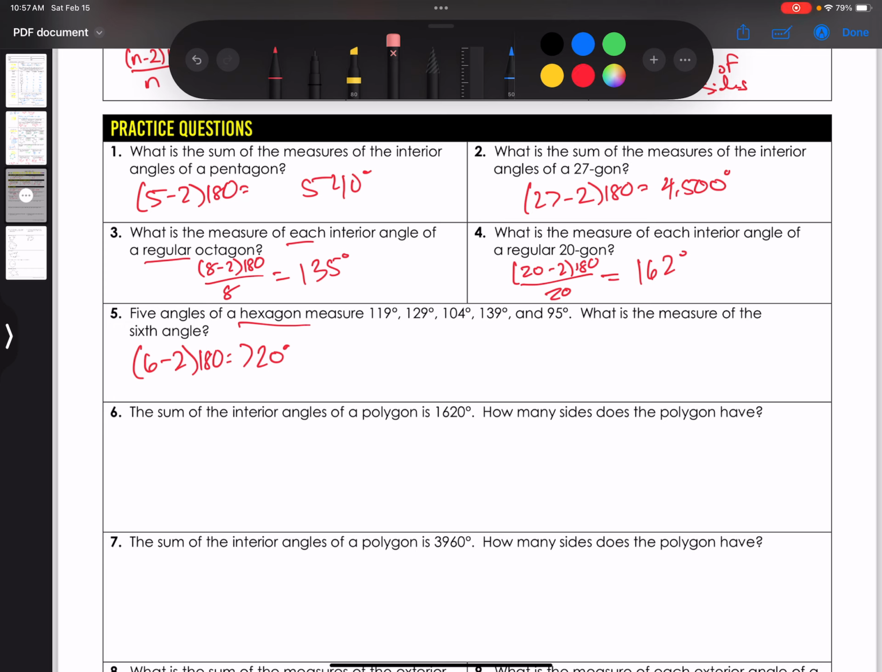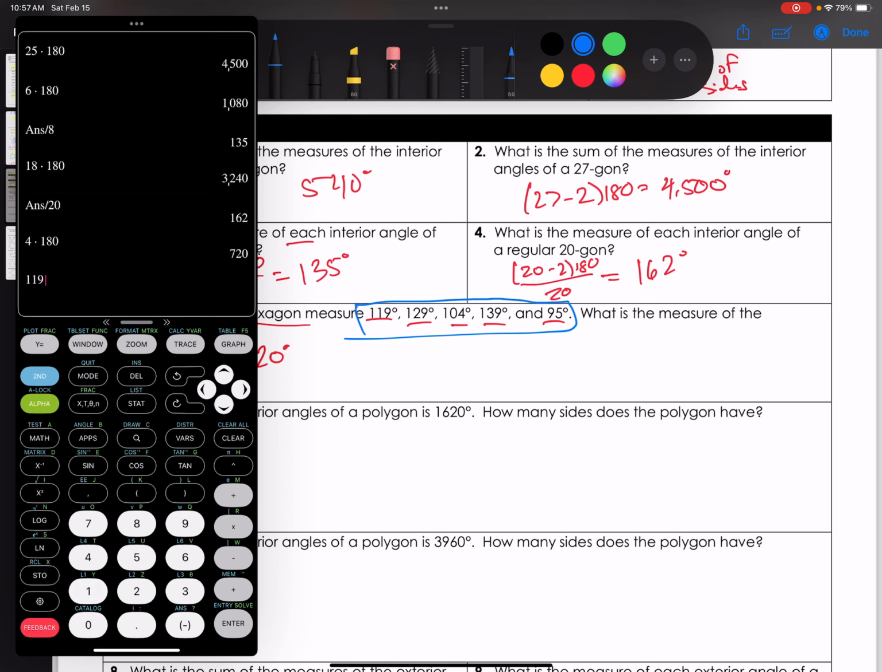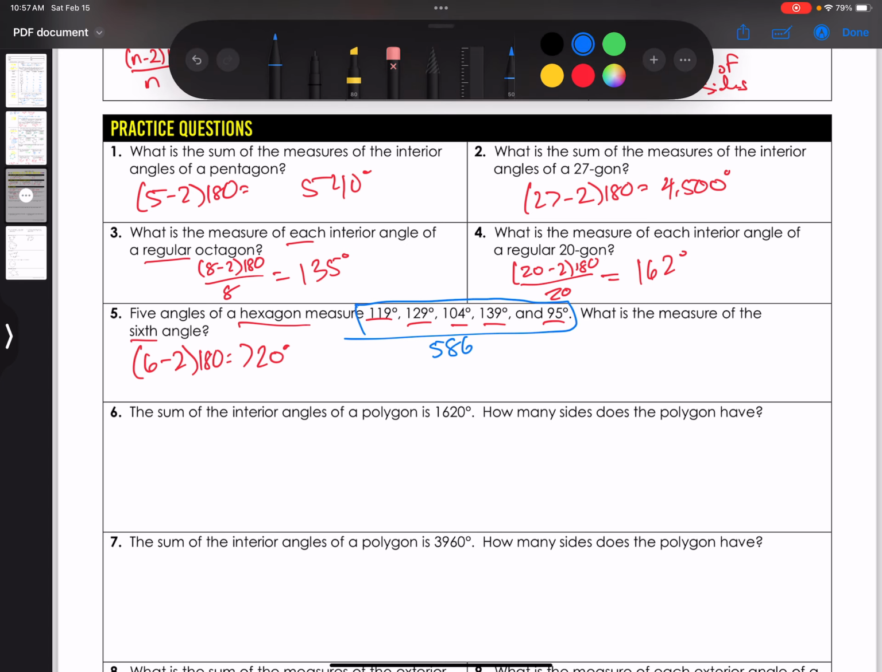And then I give you five of the angles, and we're trying to figure out what that sixth angle is. So think about how we solved the triangle. We added up everything we knew. So I'm going to add up all of this. Let's see, 119 plus 129 plus 104 plus 139 plus 95 gives me 586. So all of those angles plus that sixth unknown angle has to add up to 720.